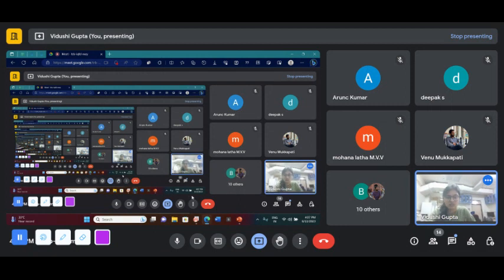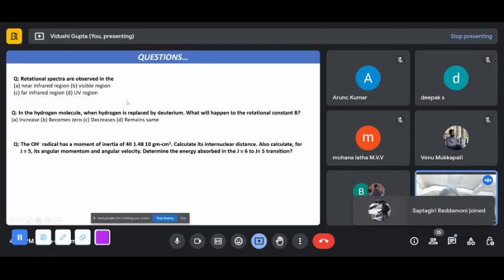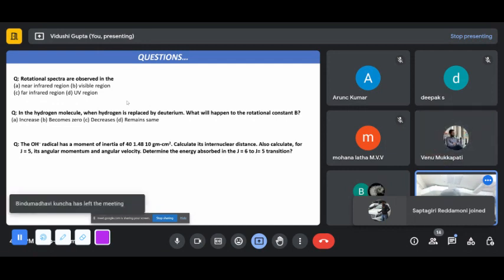Is the screen visible or not? Yes, yes, it's fine. Yes, we can.